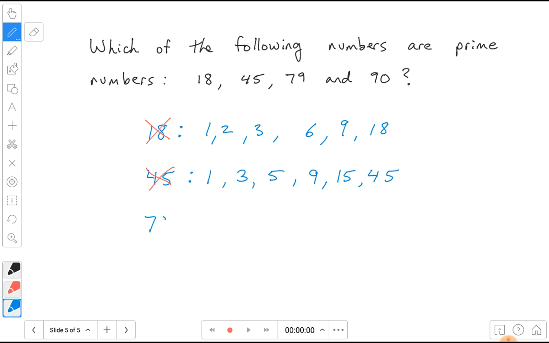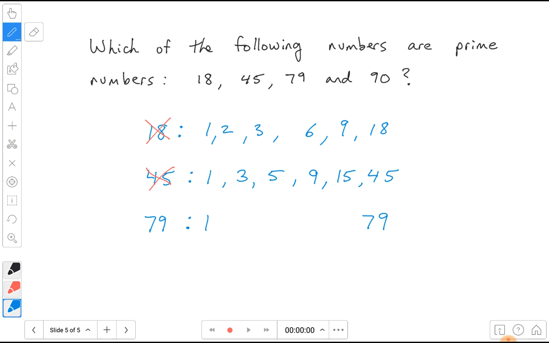Let's do 79. So we'll write 1 and 79, give ourselves some space in the middle to figure this out. Can we divide this by 2 evenly? We cannot. Can we divide it by 3 evenly? No, that doesn't work. 4, no. 5, no. 6. Can we divide 79 by 6 evenly? 6 times 12 is 72, sorry. 6 times 13 is 78. 6, no. 7, no. 8, no. 9, we can't. So there are no other factors of 79.